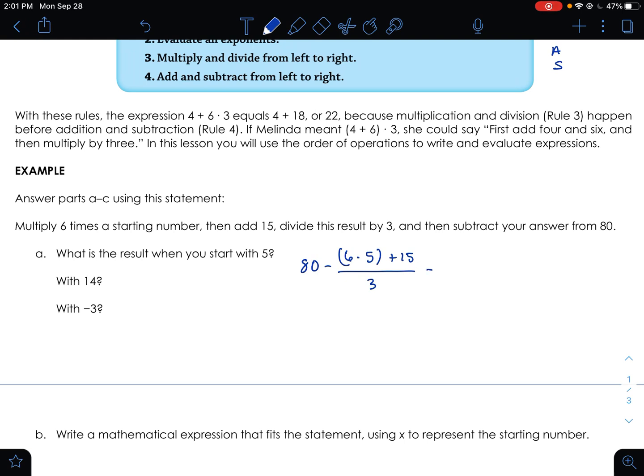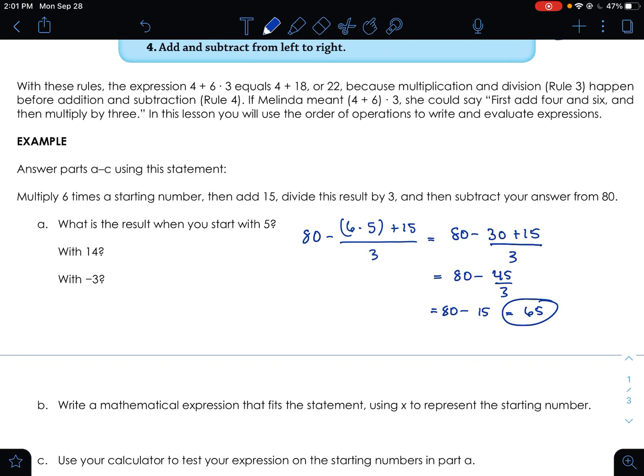So when we solve this, we have 80 minus 30 plus 15, that quantity divided by 3. 30 plus 15 is 45. Divide that by 3 and we have 80 minus 15, which is equal to 65. So we evaluated this expression and got 65.